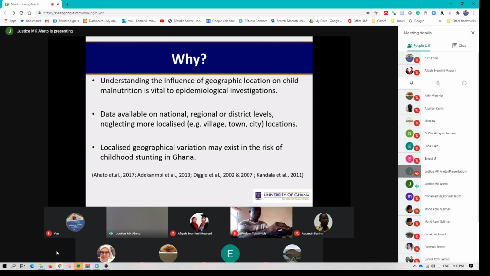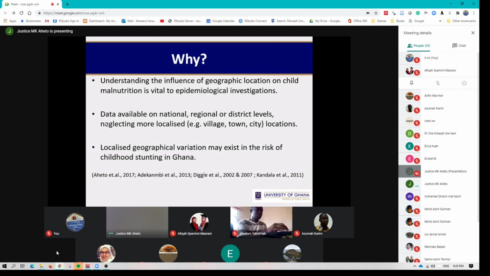So in this presentation, my simple task is to be able to link the place of residence of these children to the chance that either they will be malnourished or not malnourished. And here I'm very specific on under 5 child stunting, which we also call chronic malnutrition in children. So it's possible that there could be some evidence already available. For instance, we have some data on the national, regional, and the district level distribution of stunting in Ghana.